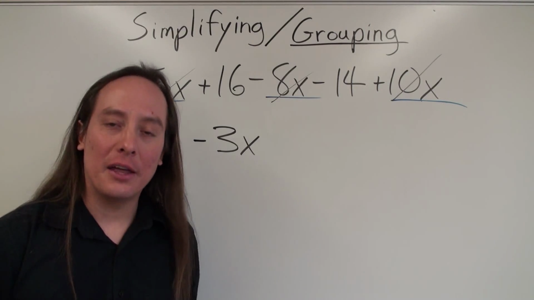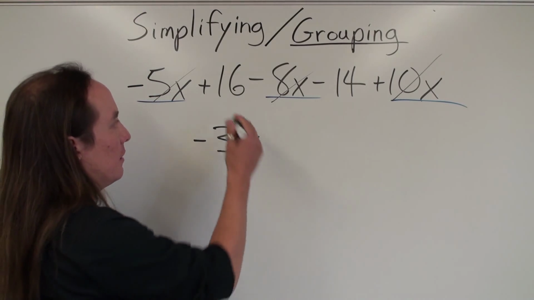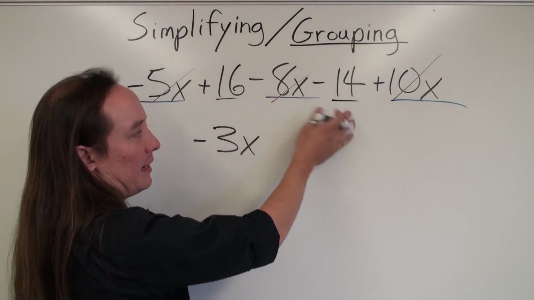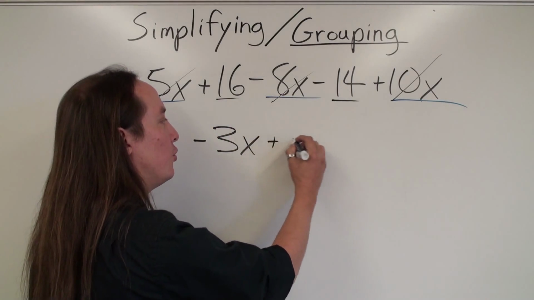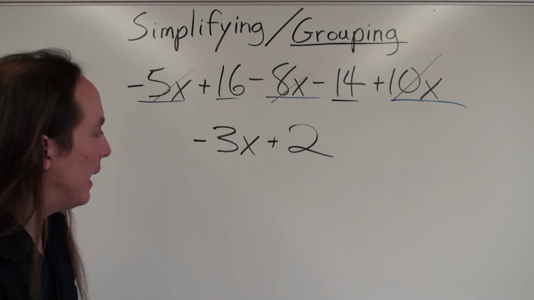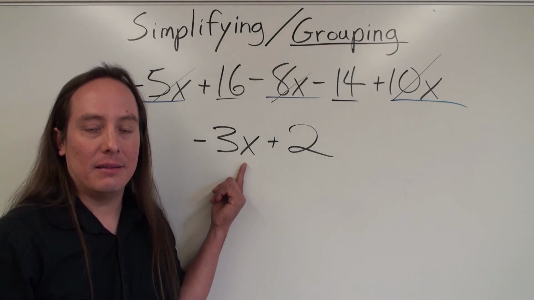So we can group those 2 together. Those are like terms that can be grouped. So, underline them too, why not? Plus 16 minus 14. 16 minus 14 is positive 2. And that's all you can do. We can't do anything more because we don't know what the variable is. We don't know what x is.